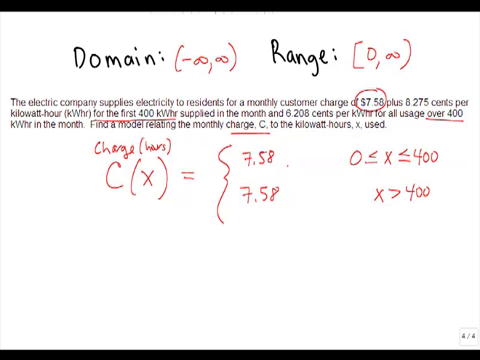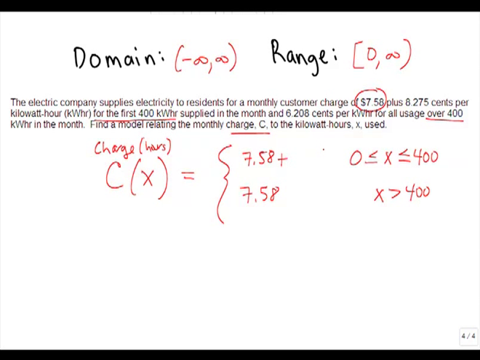So how does that change our prices over here, our charges? Well, in the shorter time period, that's when you got charged more, 8.275 cents per hour. So how would you calculate your bill? It would be this initial fixed fee of $7.58 plus 8.275 cents times the number of hours that you spend.